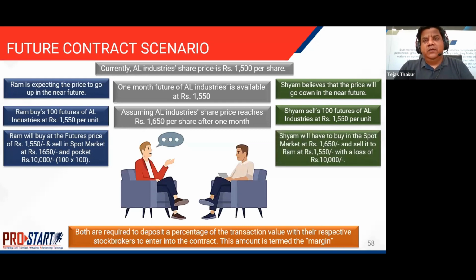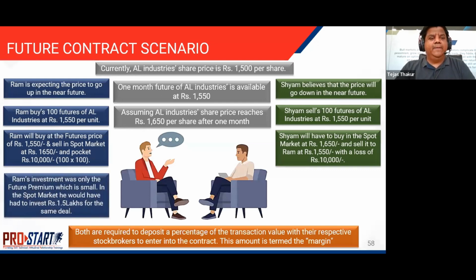For Shyam, the same situation will happen. If he already owns AL Industries shares, he has it in his kitty, then he can use that. Otherwise, he will have to go into the spot market, buy the shares at the prevailing price of 1,650 and sell it to Ram at 1,550 because it's already committed in a futures contract, and have a loss of 10,000 rupees.